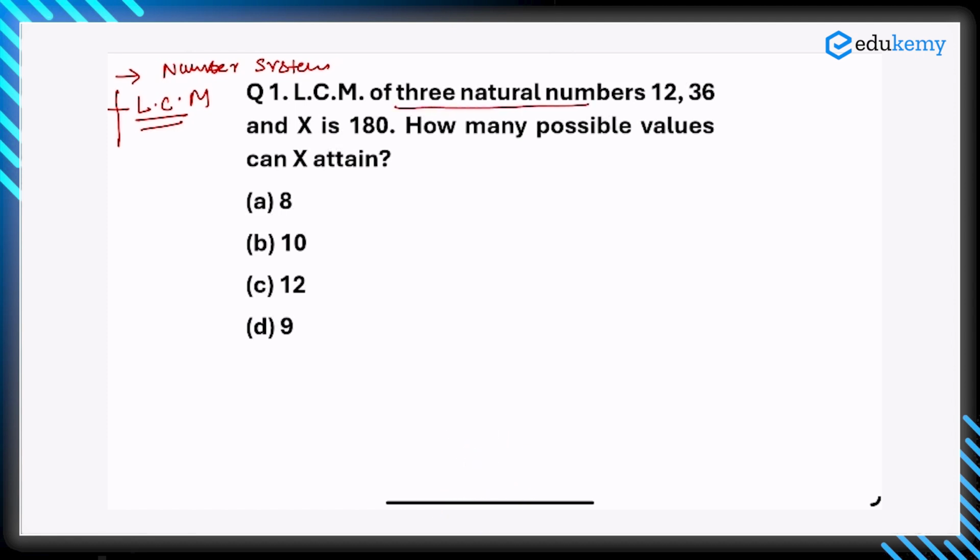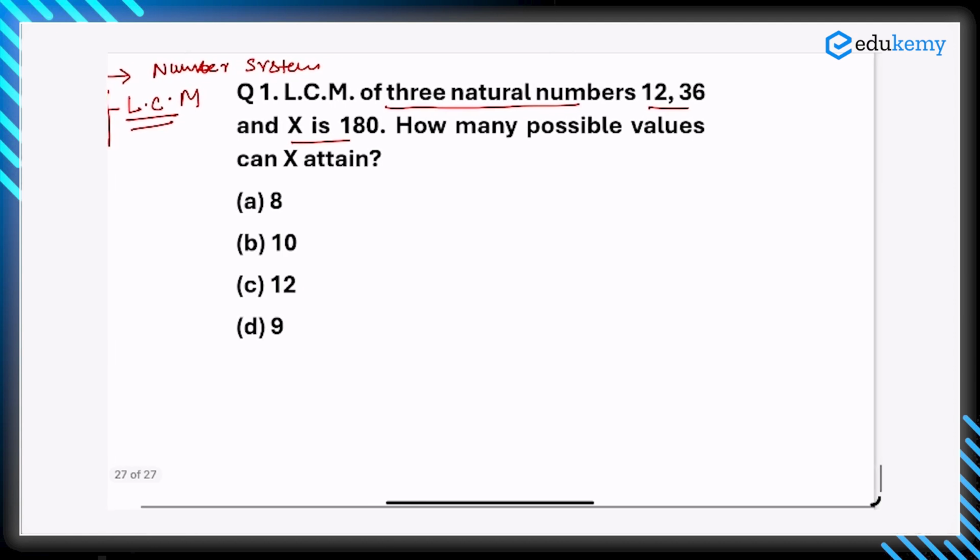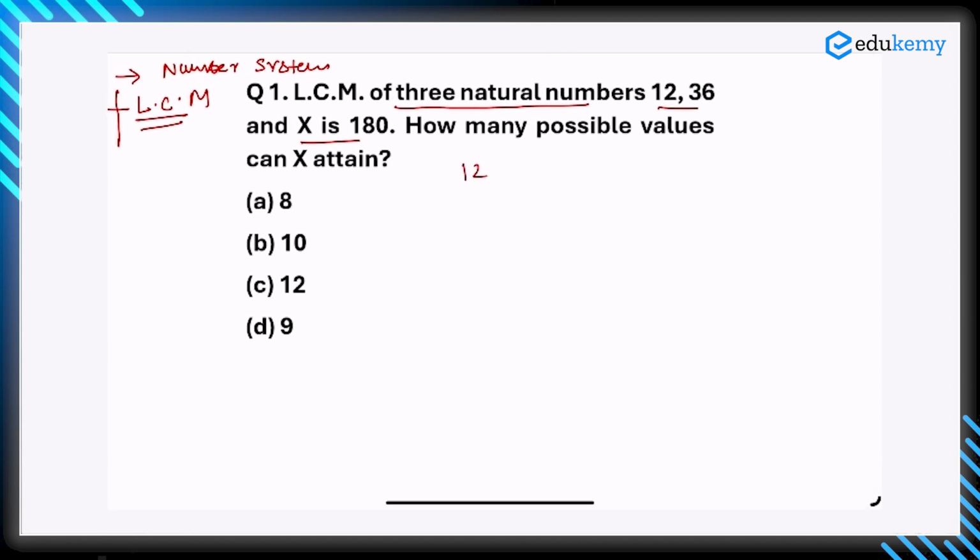LCM of the three natural numbers 12, 36 and x is 180. Means the LCM of three numbers 12, 36 and x is equal to 180. How many possible values of x can we attain? We need to tell how many values of x we can put here. So let's first factorize the 180.